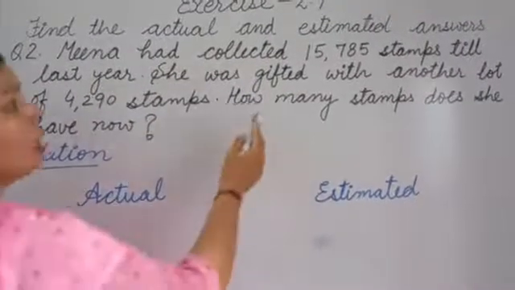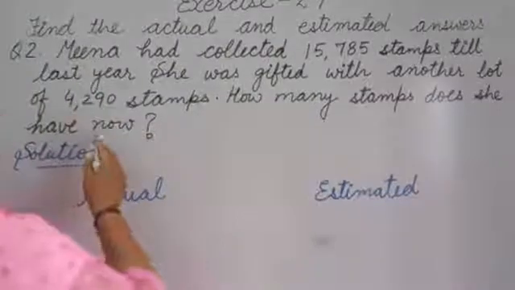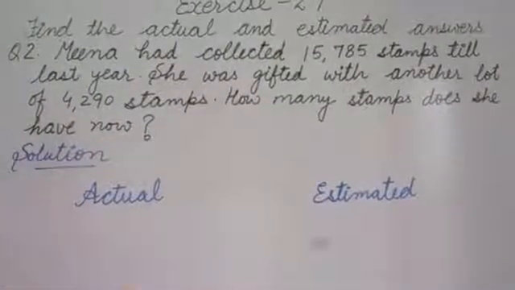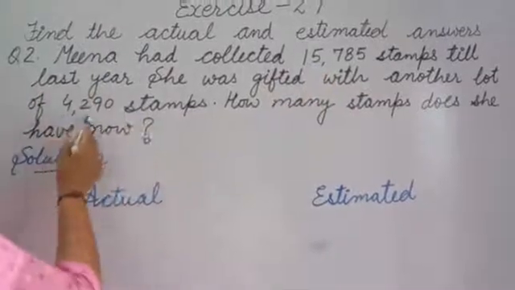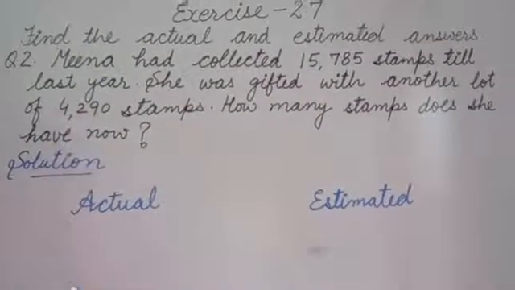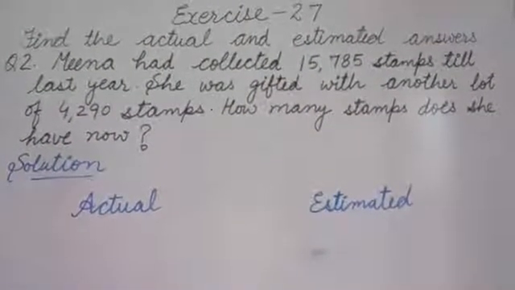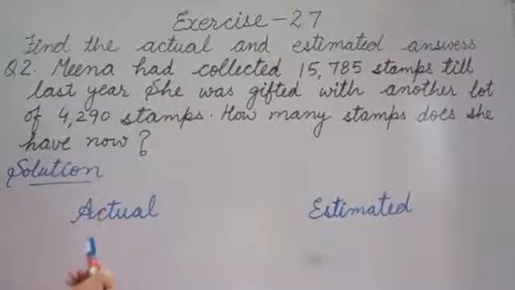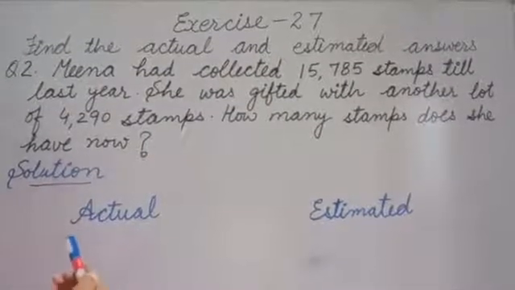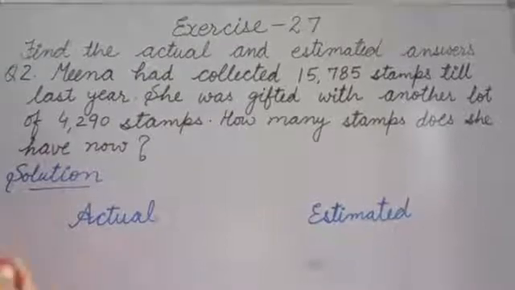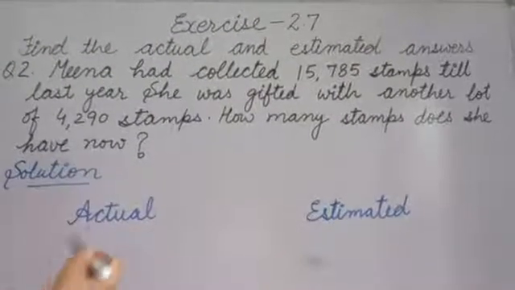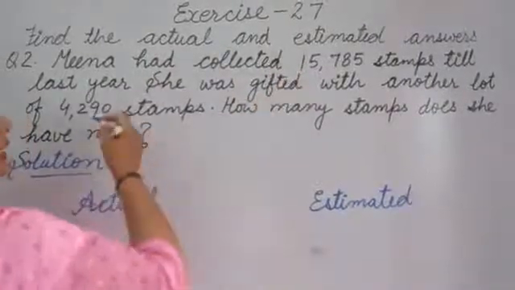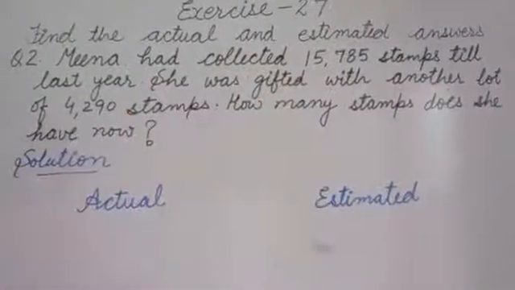So how many stamps does she have now? अब उसके पास कितने हो गए? ये तो लास्ट ईयर तक थे उसके पास. And she gets 4,290 stamps as a gift from another people. Okay. So now how many stamps does she have now? अब उसके पास कितने हैं? तो for that we will do plus. We have to add them both. So you get that how many stamps she has now.